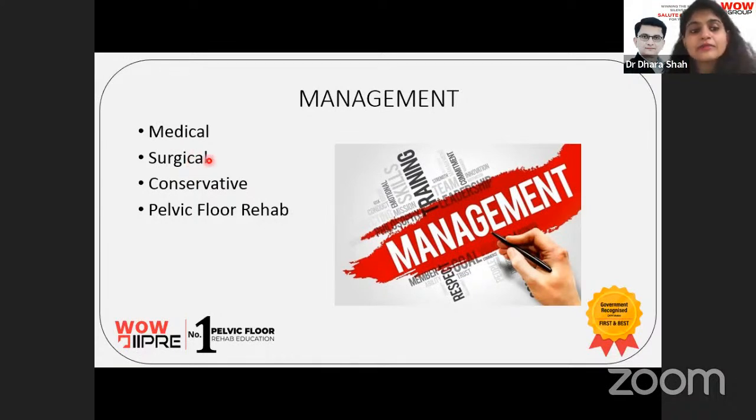Along with that comes the surgical. At times, if the patient has had an uninhibited bladder for a long period of time and is unable to gain strength back or get the sensations back, they might have to go for a suprapubic catheterization, or maybe a bladder myectomy, or any bladder or bowel surgeries which are required. So that follows the surgical interventions.